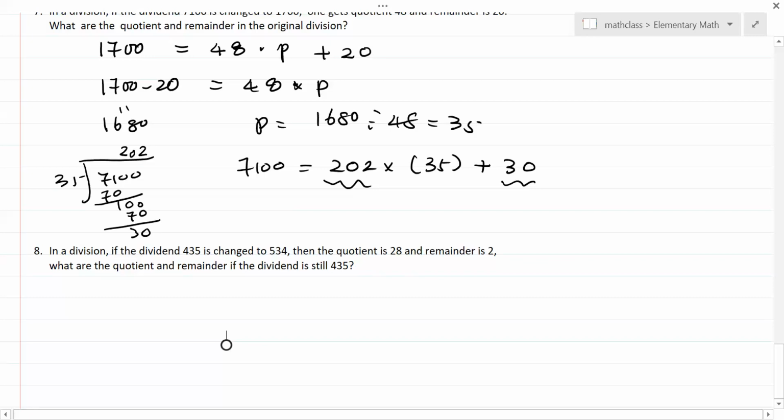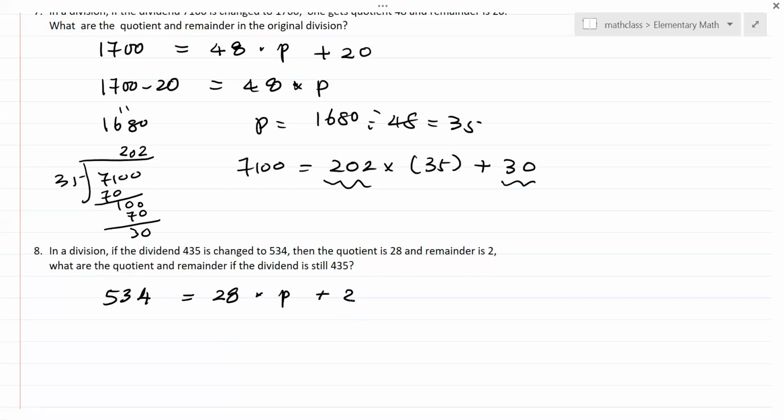All right, let's start to work on the problem. So the new dividend is 534, and we don't know the divisor, but we know if you divide by the divisor, the quotient is 28, so the divisor is P. The remainder is 2. So this is the relationship you have to write down first. So the question is, what is the divisor?